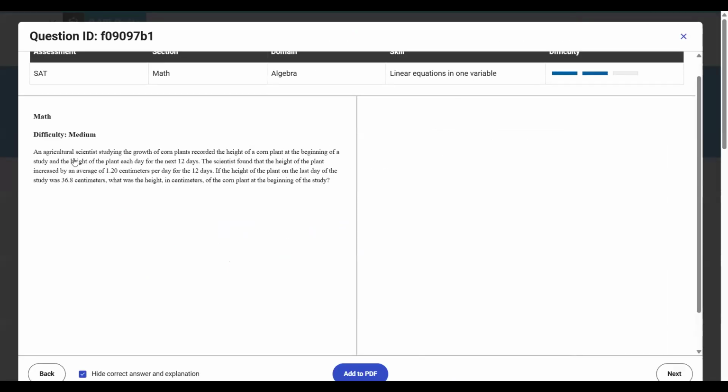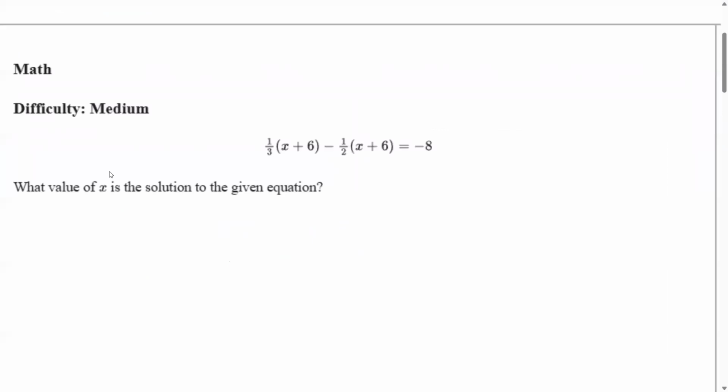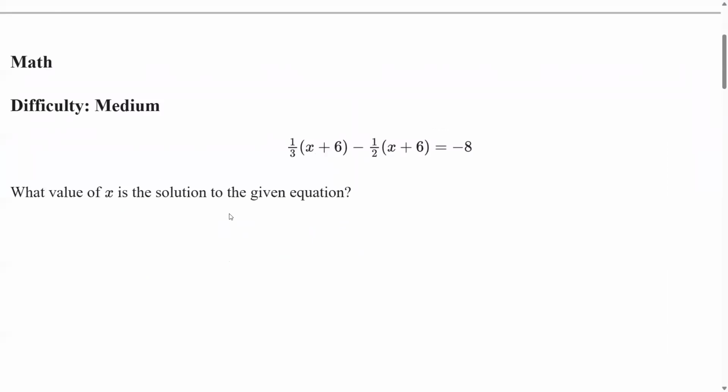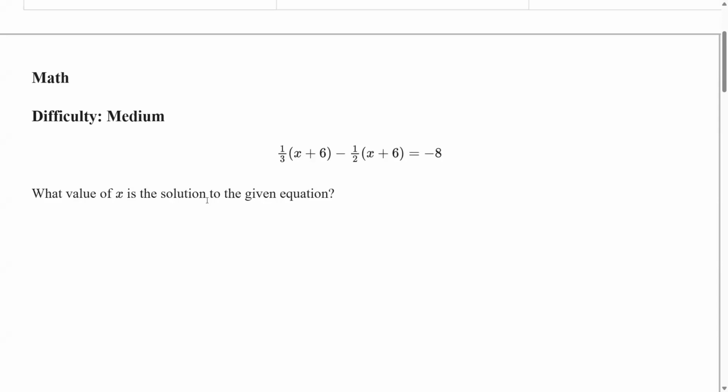So, what value of x is the solution to the given equation? Okay, all you have to do is solve. Let's solve it. x over 3 plus 2 minus x over 2. This minus will be distributed to both of them. Minus 3 equals minus 8.